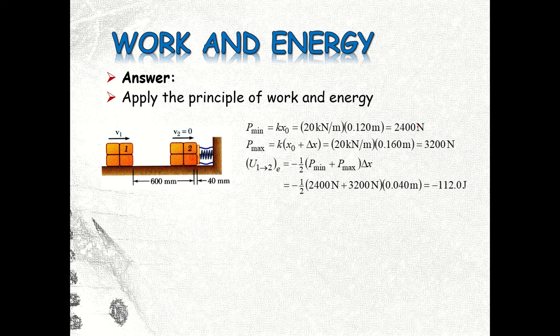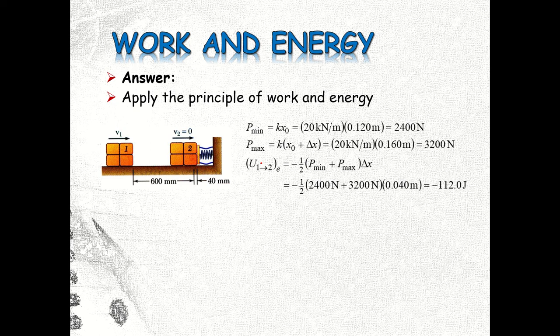All right, so we get here the minimum is 2,400 Newton. Then the maximum would be the product of k and x sub 0 plus this delta x, the displacement when this is displaced. As mentioned in the problem, we have the displacement equal to 0.160 meters. So we got here 3,200 Newton. So that is the maximum.